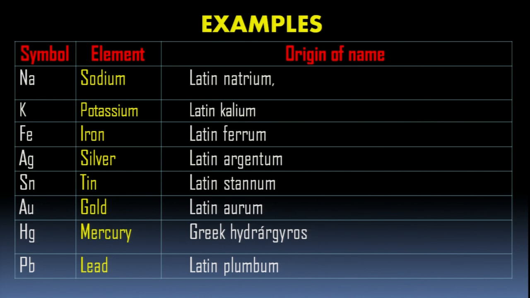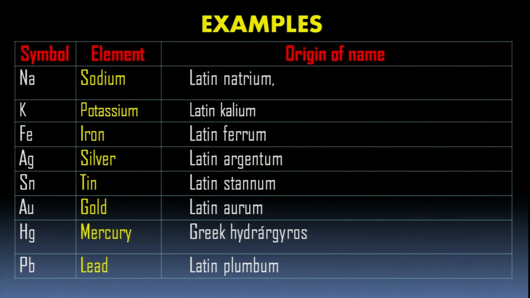Children, write it on your notebooks. Sodium, the symbol is Na, from the word natrium. Potassium, we denote it by K, and it's from the Latin word kalium. Iron, we denote it by Fe, and it's from the Latin word ferrum. Silver, we denote it by Ag, and it's from the Latin word argentum.